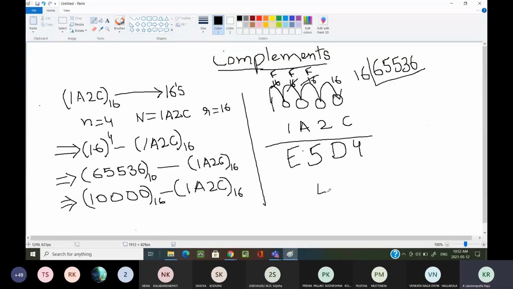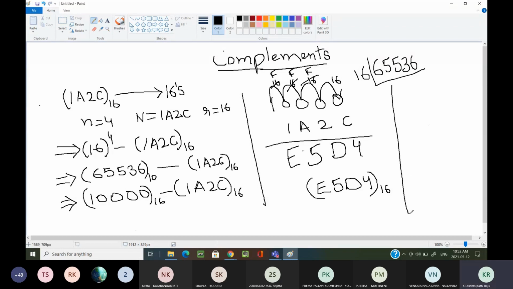This is the final answer, or this is the 16th complement of the given number. Hope everyone understood what we are doing, how we are calculating the complements, the R's complement.